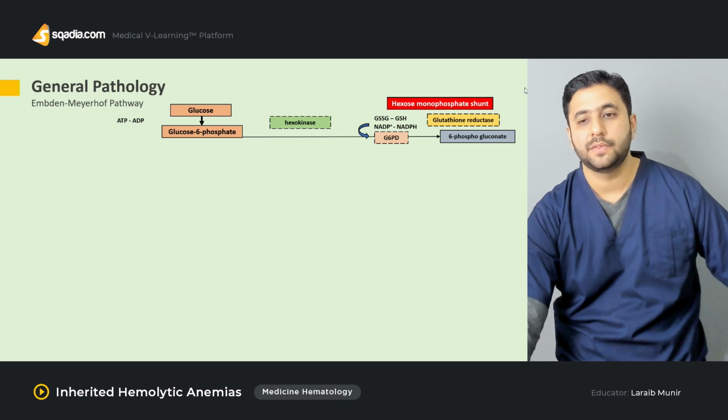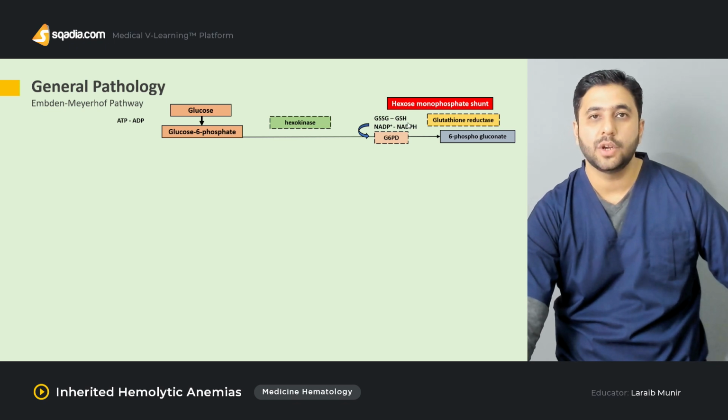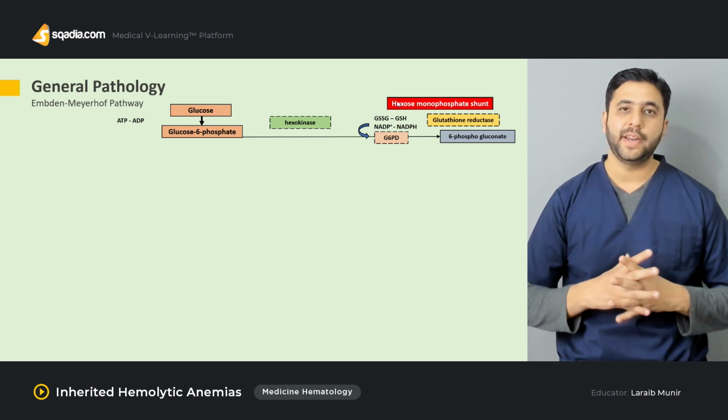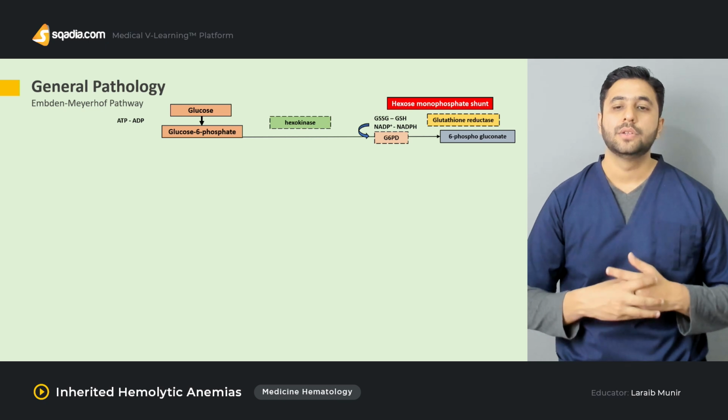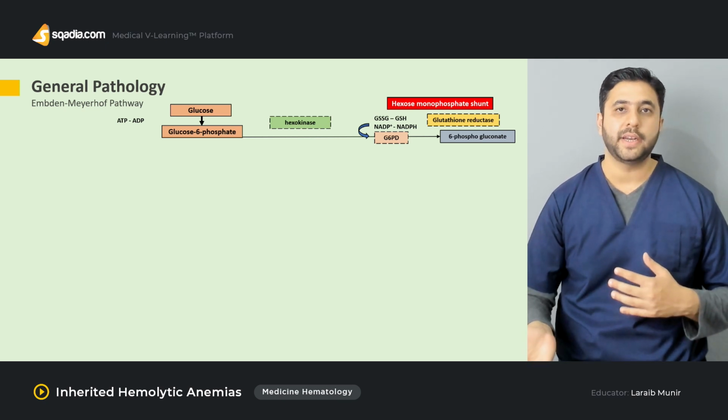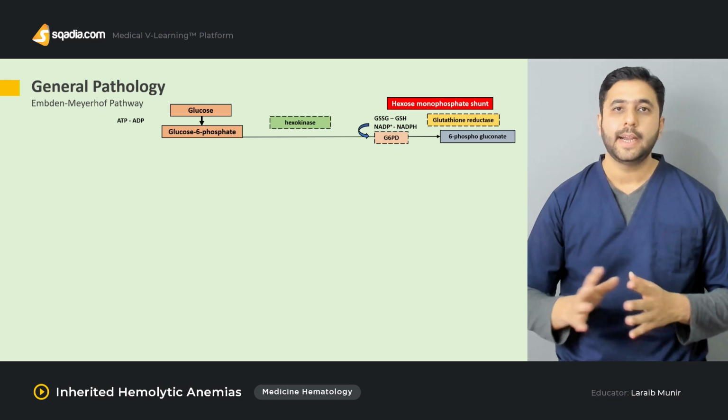Here we can merge the two pathways. The other pathway is the hexose monophosphate shunt. This pathway leads to the generation of an important chemical called NADPH. This NADPH is very important to convert glutathione into its reduced form. This reduced glutathione, termed here as GSH, is very important to keep the integrity of the RBCs, because reduced glutathione basically acts as a free radical scavenger or a free radical trapper. So reduced glutathione converts the free radicals, specifically hydrogen peroxide, into water.